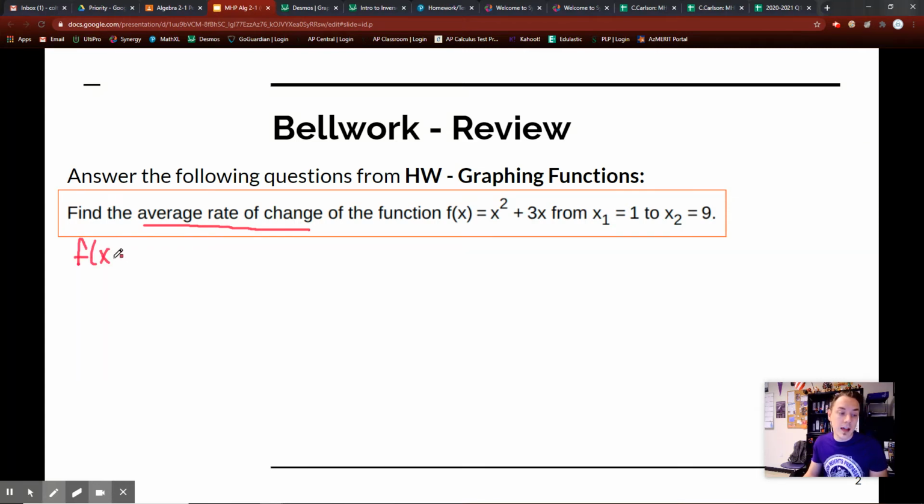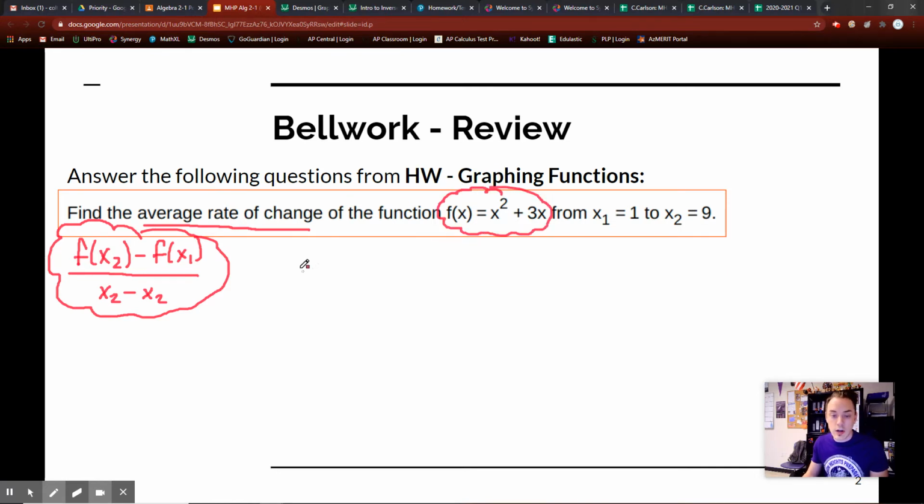And this formula is f of x sub 2 minus f of x sub 1 all over x sub 2 minus x sub 1. So this is my formula. Perfect. How do I solve this? Well, I have to look at this equation right here. So I put in brackets, I look at x sub 2 is 9, and I literally just substitute that in to my equation. So that means 9 squared and then plus, even the plus 3x, so plus, but not 3x, 3 times 9. That's my first part, the x sub 2 part.